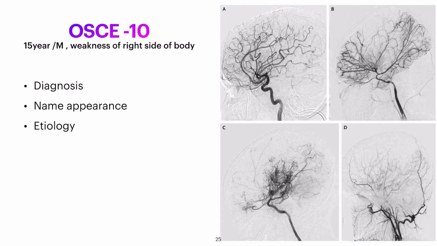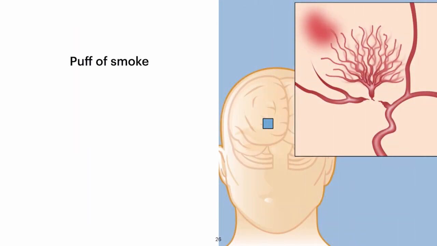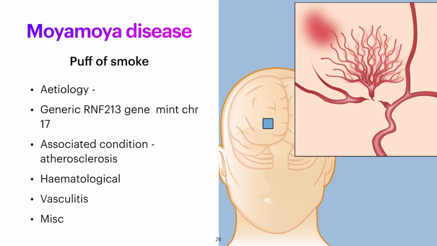Then the 10th OSCE, you see the image and you know about it. We have read it multiple times in UG, PG, and during residency. You have to know the diagnosis, name the appearance, and etiology. This appearance is known as puff of smoke appearance seen in moyamoya disorder. You have to know the etiology, which can be a genetic mutation in RNF213. Nobody is going to ask you this. You have to tell the other causes like atherosclerosis, hematological causes like sickle cell disease, and vasculitis.